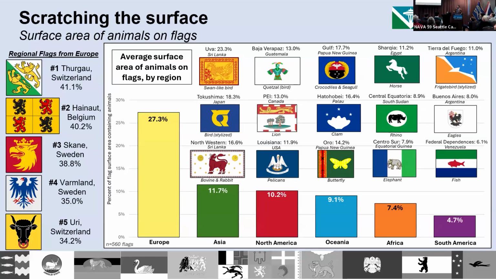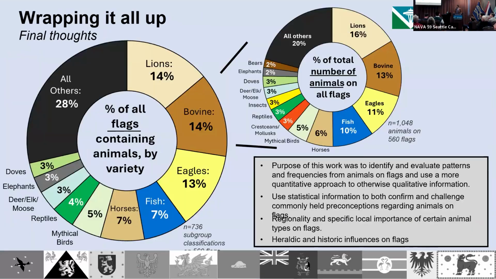And then the animals on flags of Europe are 2 times larger than any other region. So they're equally likely to occur, but when they do occur on flags of Europe, they're twice as large as everyone else's. So you can see some regional flags of Europe on the far left there. I'm out of time, so just wrapping it up here.